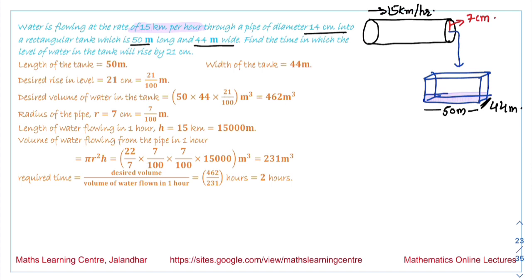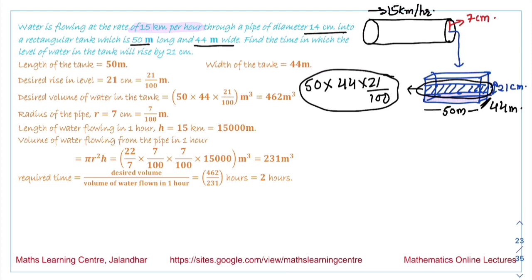So we are saying original level is this, the level should increase by the quantity, the height over here, it should be 21 centimeter. It means the quantity of water we are talking about, this is the quantity of water we require to flow through this pipe. So the quantity of water we have, that is the volume of this region. So it is 50 into 44 into 21 by 100. We require this much meter cube of water to flow from this pipe.